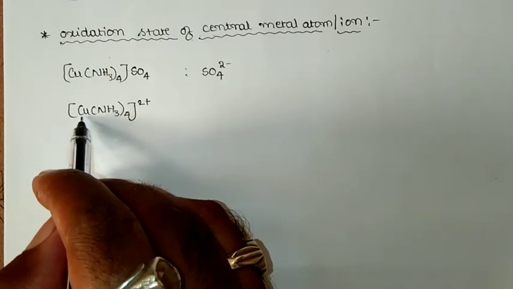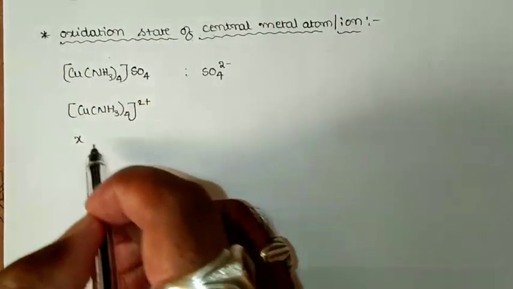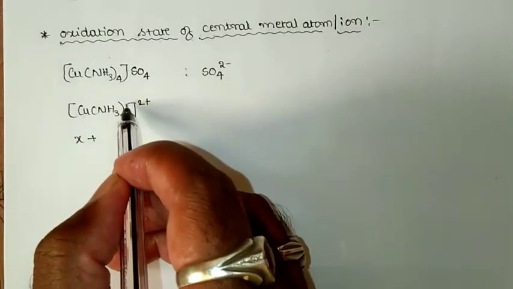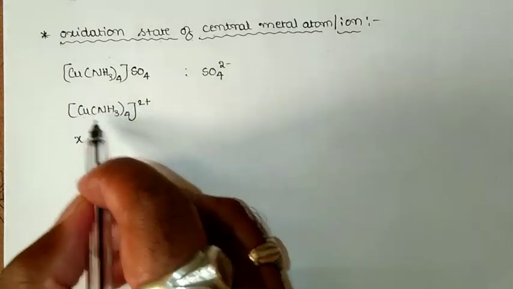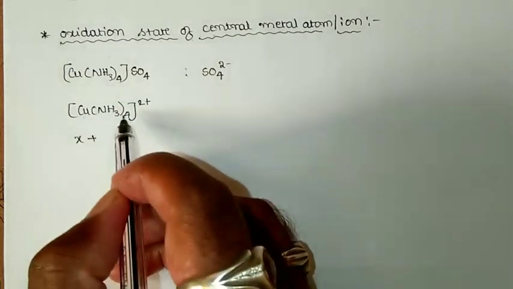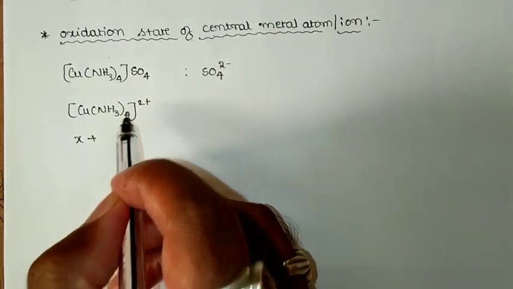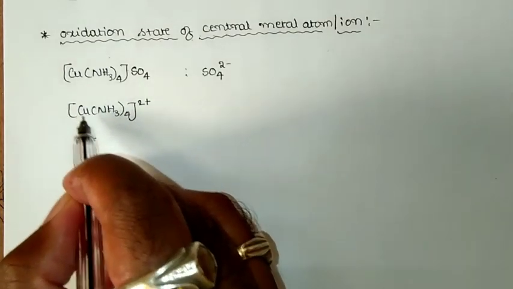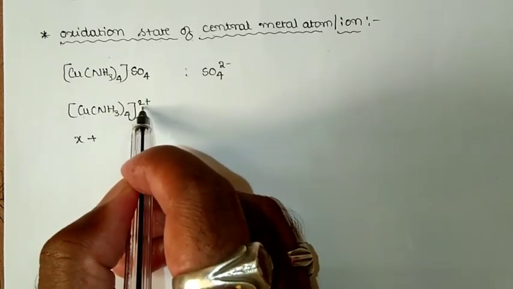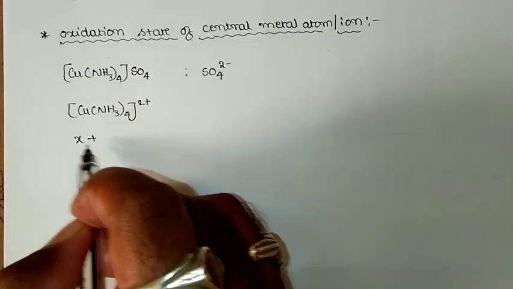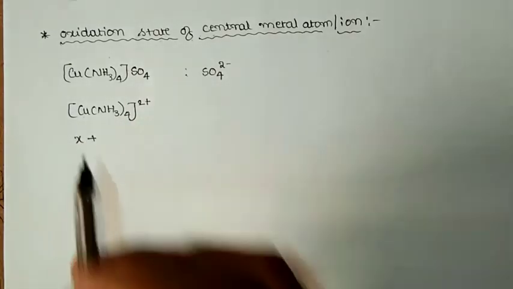So the oxidation state of the central metal ion will be taken as X, plus the oxidation states of the constituting ligands. The algebraic sum of the oxidation states of all the constituting ligands should be equated to the charge present on the complex ion. That way we can determine the oxidation state of the central metal ion.